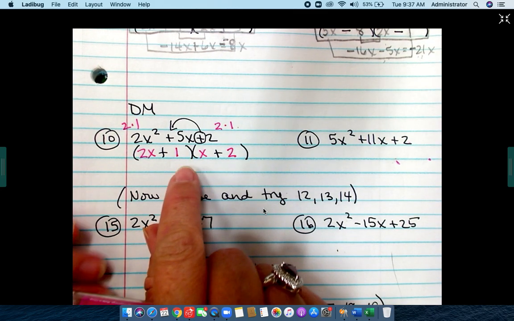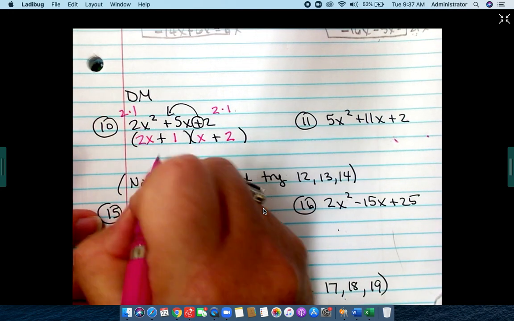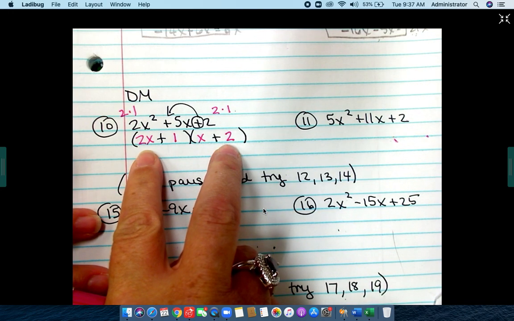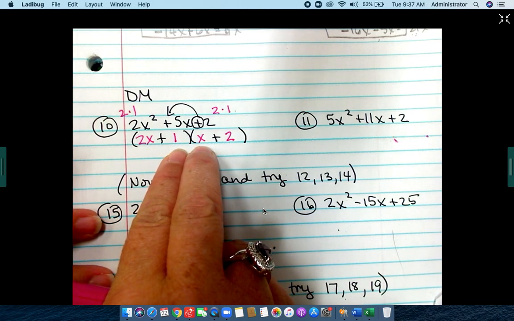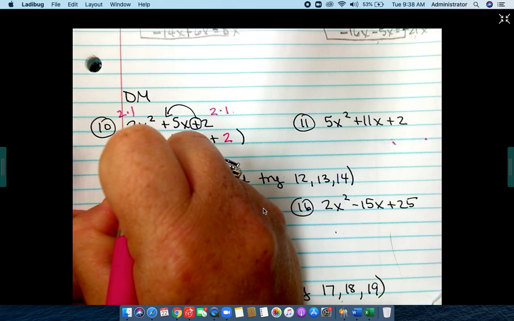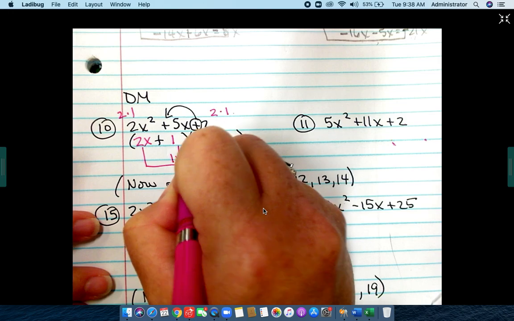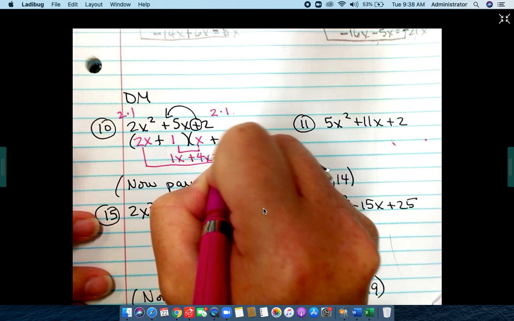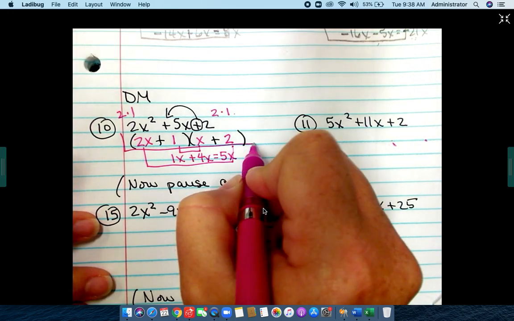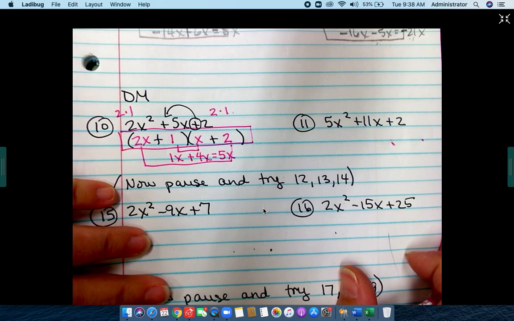Really, eventually I'll get to the point where you don't even have to show this step. You should be able to do it in your head. So this is 4x combined with 1x makes 5x, so this is correct. So I'll illustrate that here. Inner, outer, and it equals 5x, so I know this is correct. And this is number 10 in Delta Math.